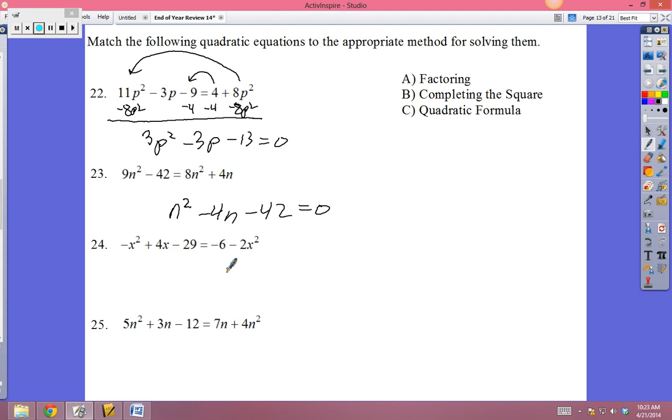The third one, if you move everything over to the left, you should have x squared plus 4x minus 23 equals 0. And then the last one, if you move everything over, if you minus 4n, that's just 1n squared. Minus 7n, that's minus 4n. Minus 12 equals 0.